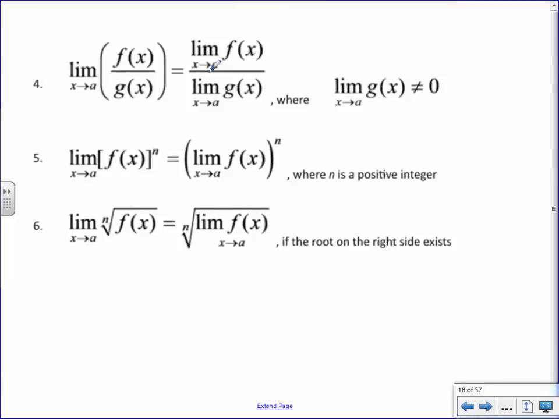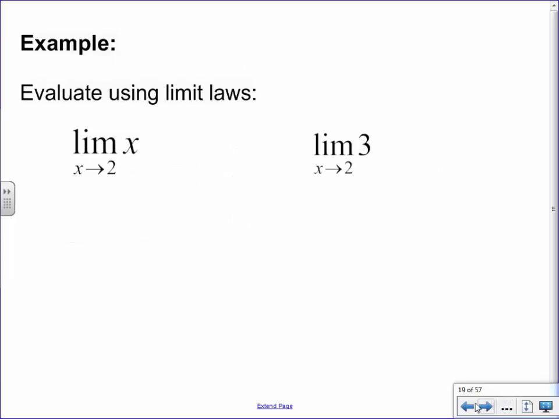Similar thing for dividing. If you have an exponent, similar thing for exponent. Square rooting, similar thing there. So let's do some examples. This is probably the best way of answering these, we'll just use these rules. So right off the bat, let's do the very first one here, the limit laws one right here.